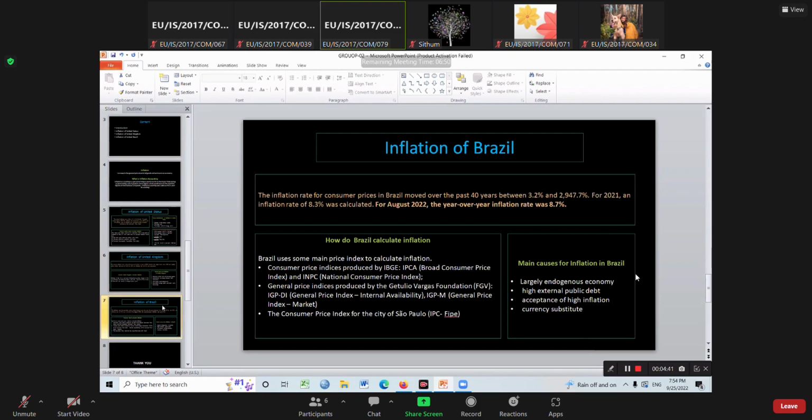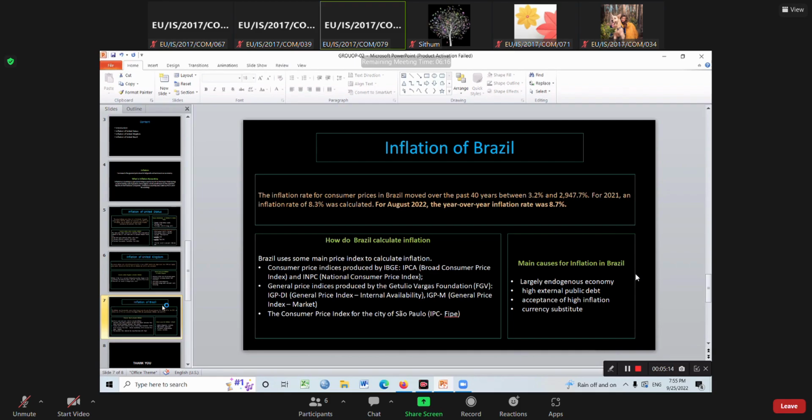The inflation rate for consumer prices in Brazil moved over the past 40 years between 3.2% and 2,947.7%. For 2021, an inflation rate of 8.3% was calculated. For August 2022, the year-over-year inflation rate was 8.7%.